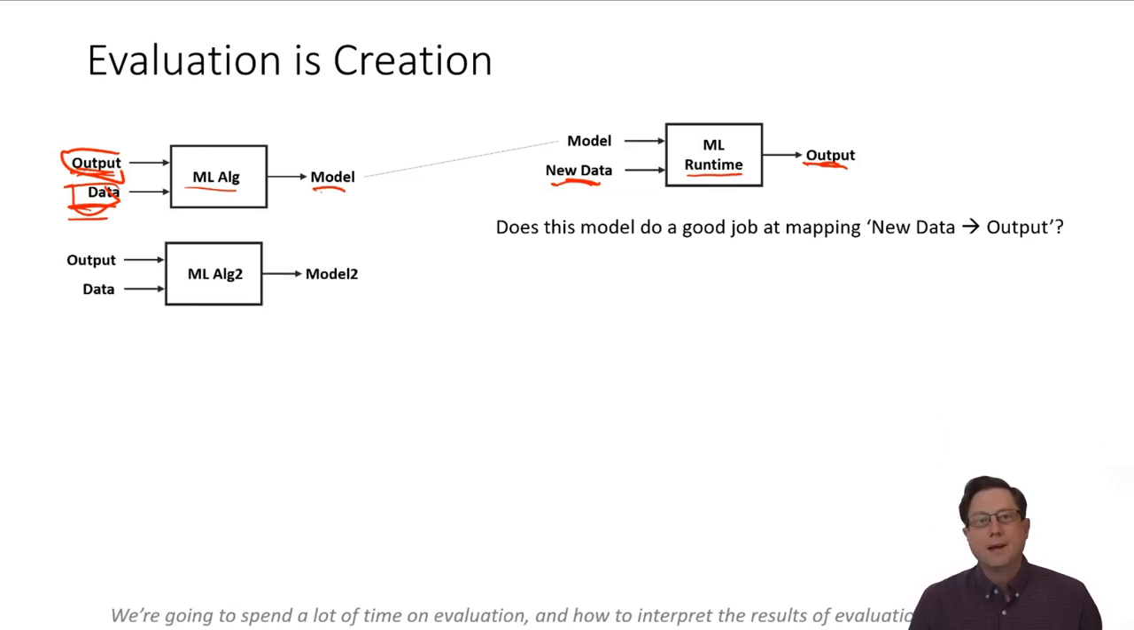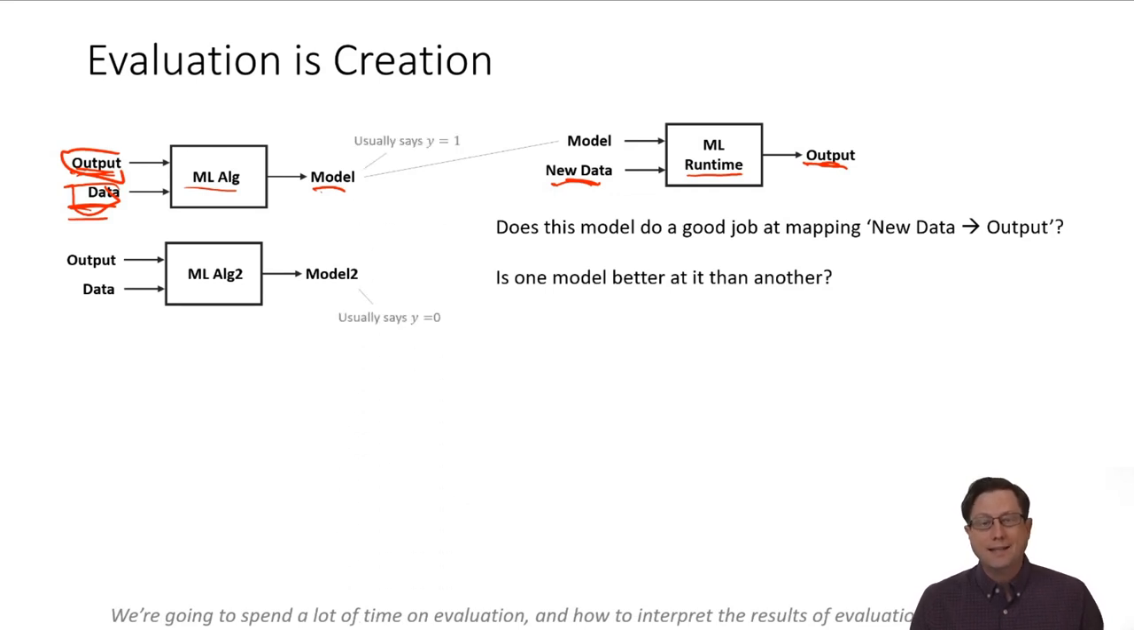The next thing that you might say is, well, I have a machine learning algorithm, but like we said, there's thousands of machine learning algorithms. What if I tried machine learning algorithm number two and I got model number two? Which should I use? Is model number one, the original model, better than model number two, or vice versa? So there's a very precise type of evaluation question that you're going to want to ask over and over when you're doing machine learning.